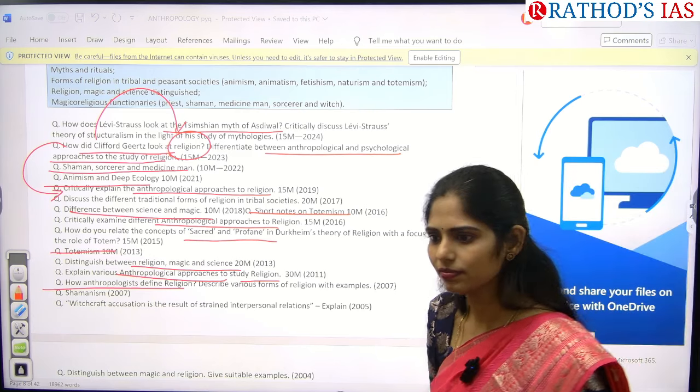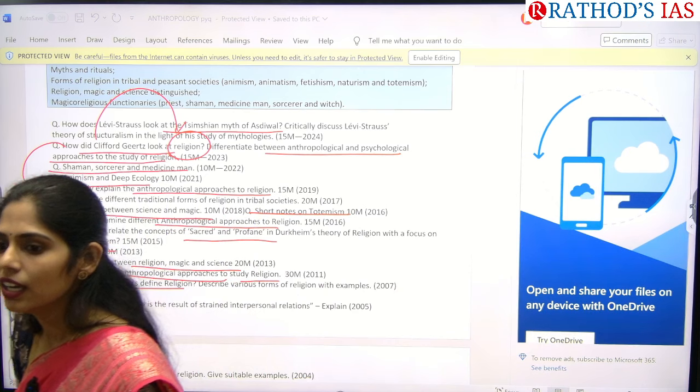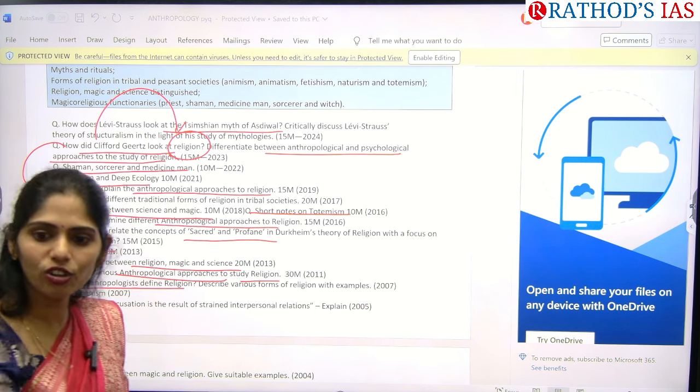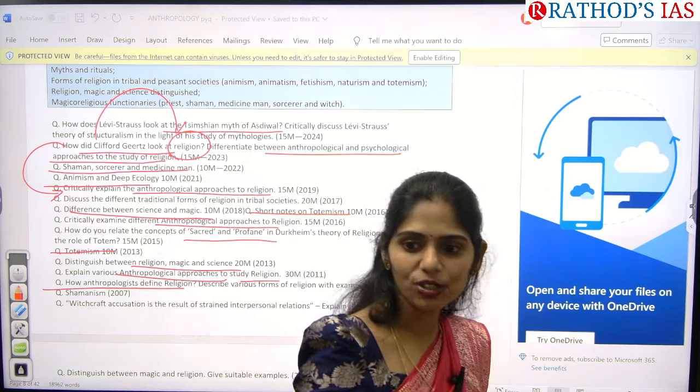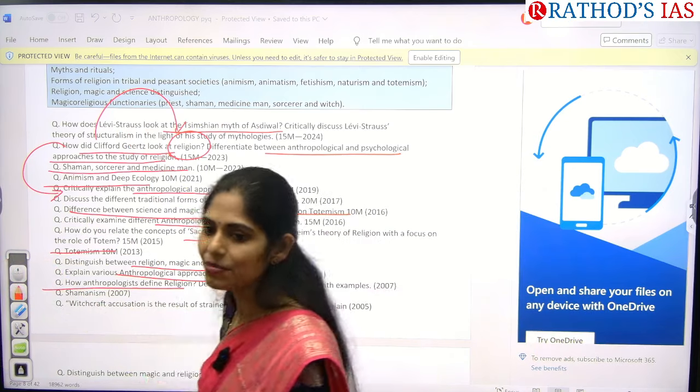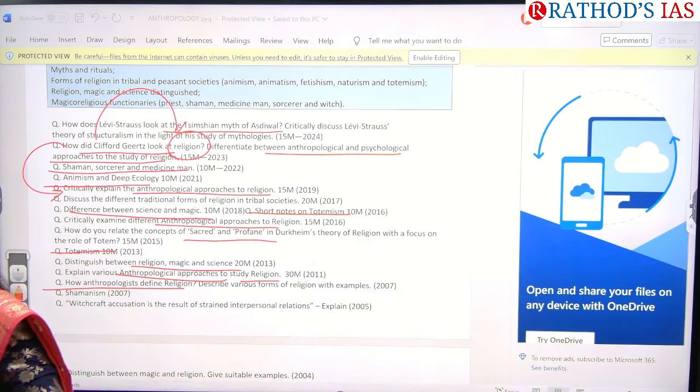Any doubts? Yeah? The difference between ethnocentrism and ethnography. Ethnography is different from ethnocentrism. Ethnocentrism is nothing but keeping your culture as the standard and judging others. Ethnography is the concept used by anthropologists, or armchair anthropologists, while studying other cultures. There is a lot of difference. Next, any more doubts so far?